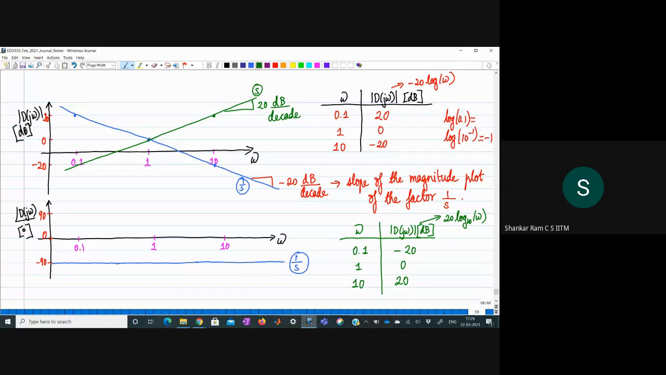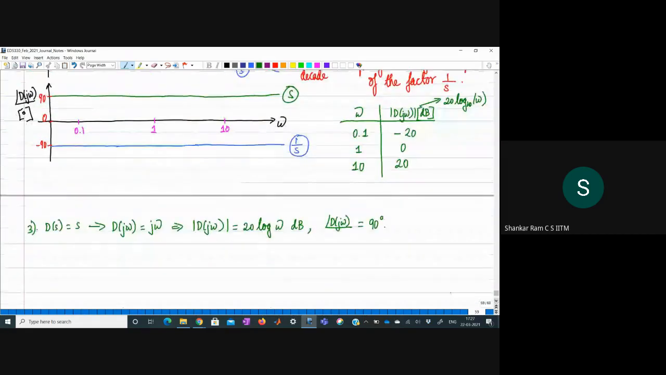Now, looking at the phase curve, it is going to be a plus 90. It's going to be a constant line. So these are the magnitude and phase plots of the factor s, which is the derivative.